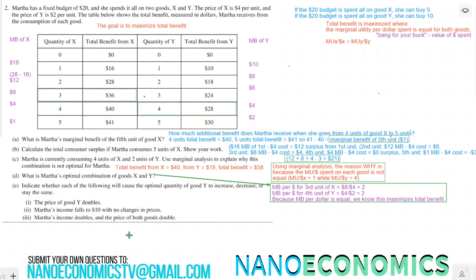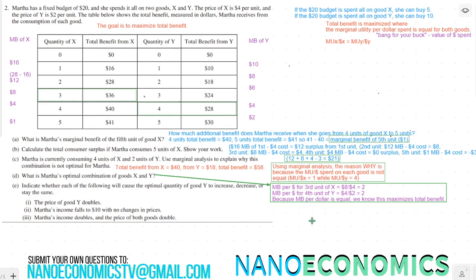So for part C, it asks, Martha is currently consuming 4 units of good X and 2 units of good Y. And it says to use marginal analysis to explain why this combination is not optimal for Martha. So the reason why is that the marginal utility per dollar spent on each good is not equal. We know it's going to be the optimal combination when the marginal utility per dollar is equal for both goods.